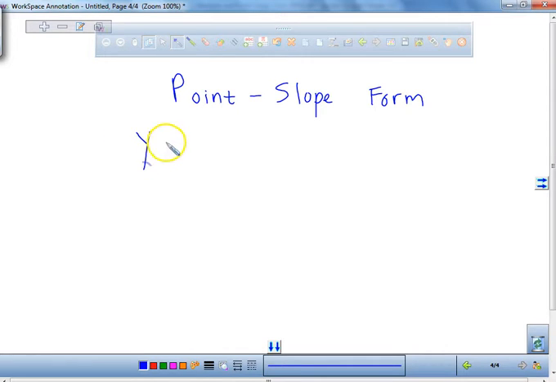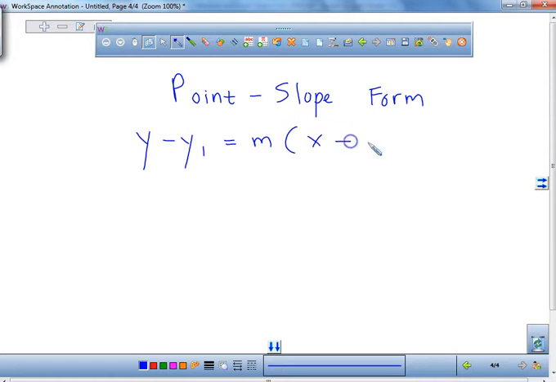Write this down. Y minus y1 equals m parentheses x minus x1. That's an equation in what's called point slope form.